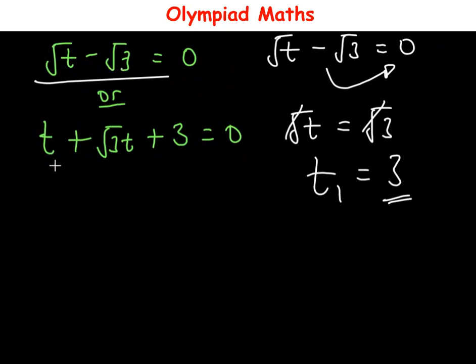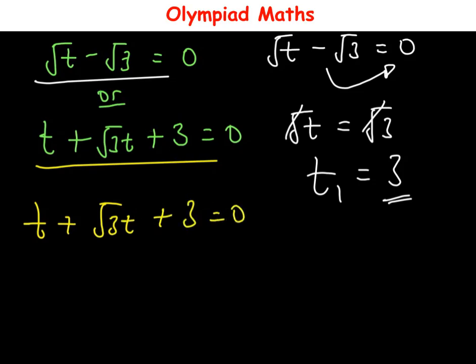So for the second equation, which is this one right here, let us then solve for the other values of t. So with this, the first thing we're going to do is to move t and 3 over to the other side of the equation. First, we have t plus root 3t plus 3 is equal to 0. So then, move t to this side and also move plus 3 over to this side.